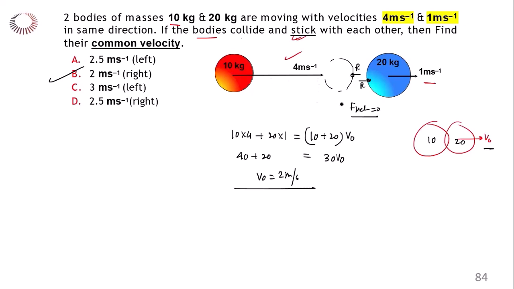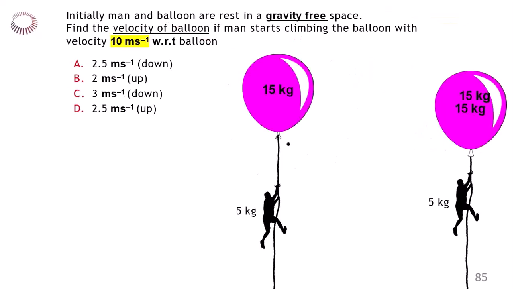Whenever two particles collide with each other, the net force acting on that particle system is 0, and for that reason I can apply the conservation of linear momentum. Now moving on to the next situation, let us say there is a man whose mass is given as 5 kg, and there is a balloon of 15 kg.